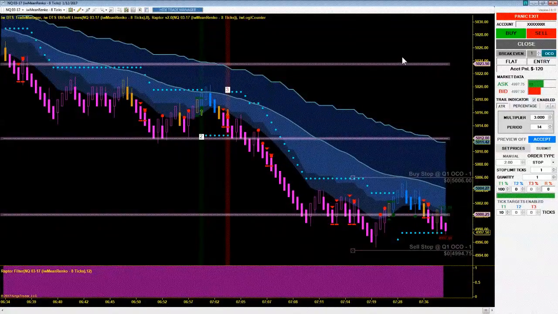So what this panic exit does is it flattens all your positions immediately. And it's actually a nice feature to have at the end of the day, so you know you have closed all your positions at the end of your day. You just hit your panic exit, and it will make sure that you are flat across the board. So any market that you are watching or entertaining, it will automatically flatten that trade for you.